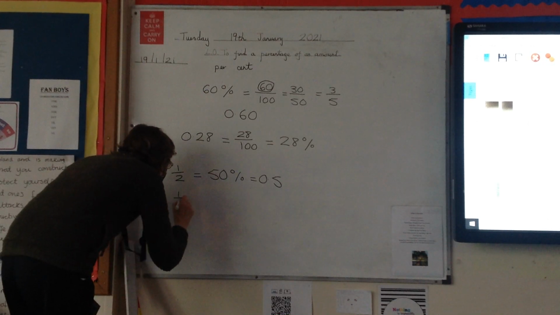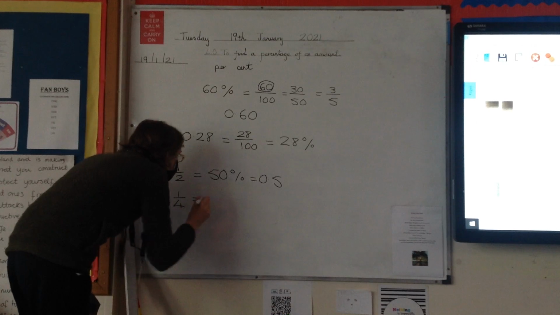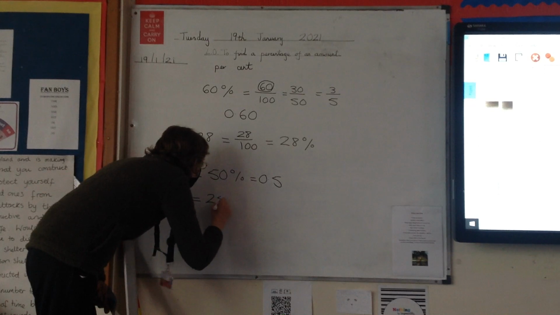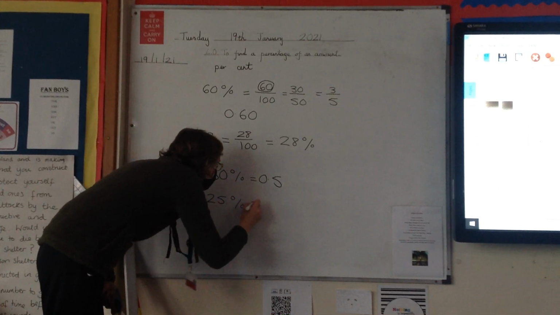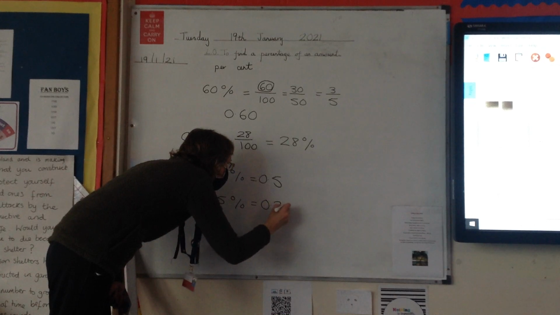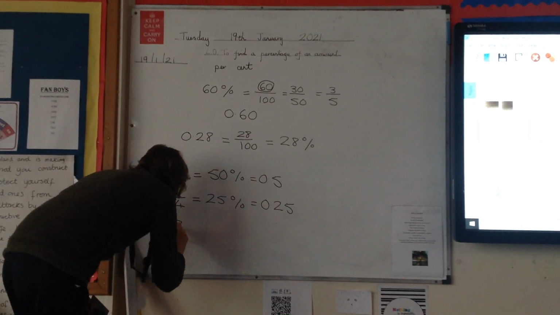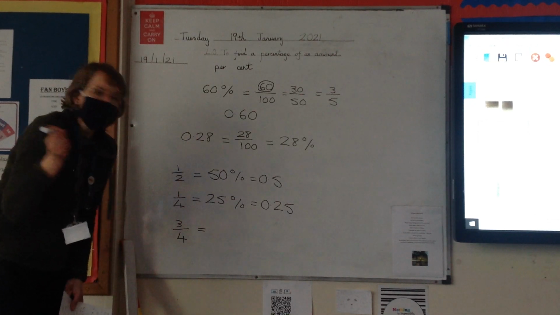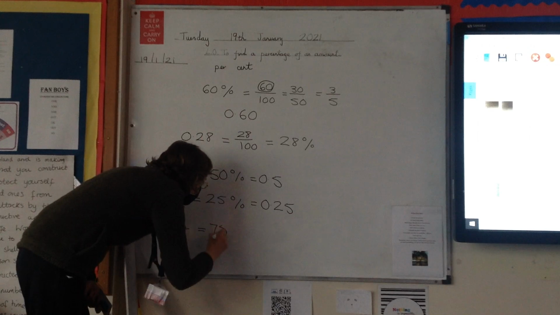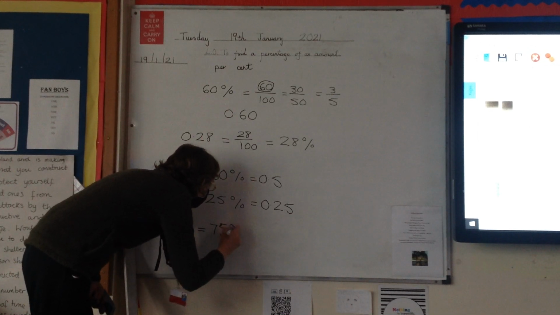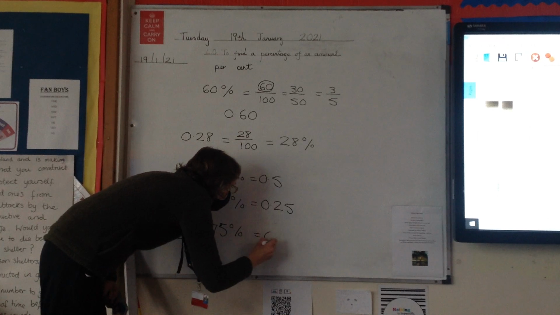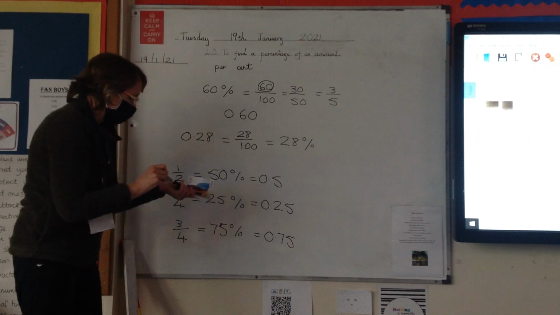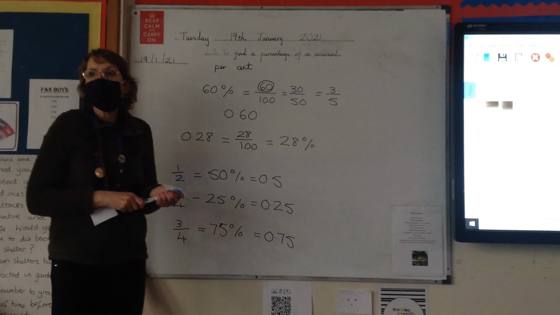If I gave you a quarter, what would that be as a percentage? 25%. And as a decimal? 0.25. Good. And then the other one that is really useful is 3/4, which is 75%, which is 0.75. So we already know lots about percentages and their links with decimals and fractions.